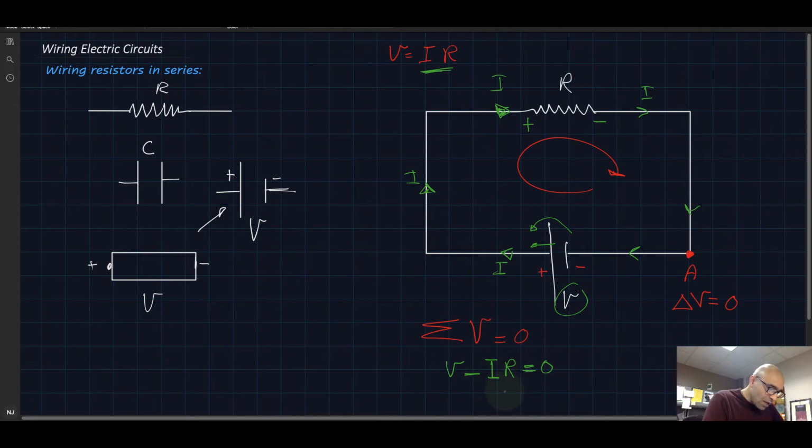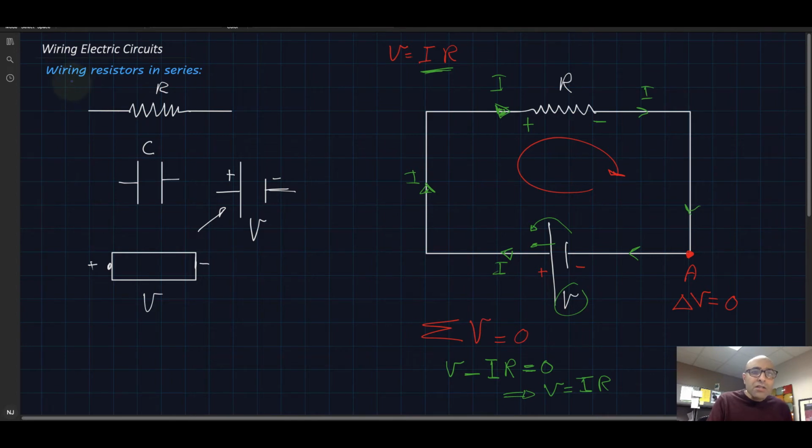So here that tells us that V of this circuit is equal to IR, which means that all the voltage here is equal to the voltage through the resistor because we only have one resistor. All right. Now let's upgrade.